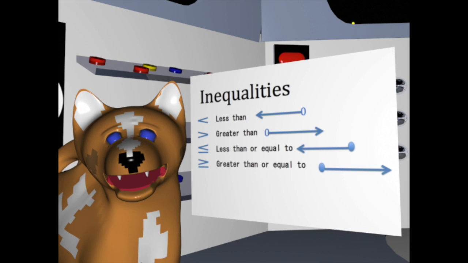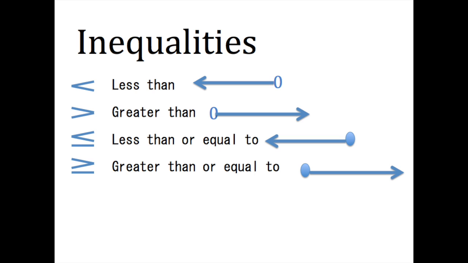Let's review some concepts about graphing inequalities on a number line. If a number is less than or greater than, we use an open circle to indicate that it cannot equal that number, and then we shade to the left if it is less than, and we shade the arrow to the right if it is greater than. If a number is less than or equal to, or greater than or equal to, we shade in the circle to indicate that it can equal that number, and then of course we shade to the left if it is less than or equal to, and we shade to the right if it is greater than or equal to.